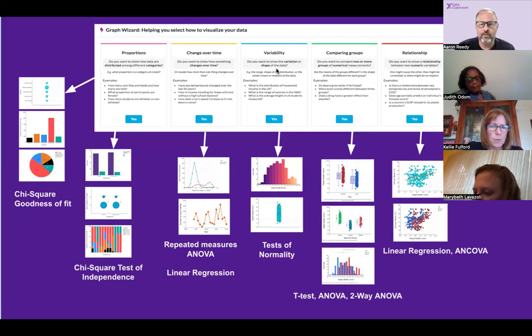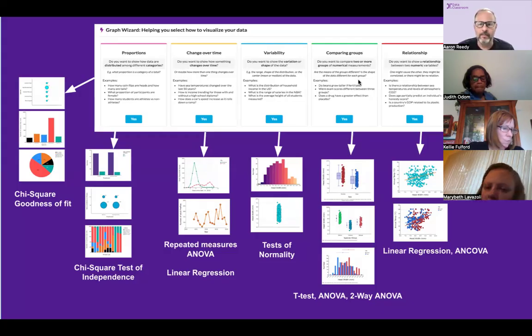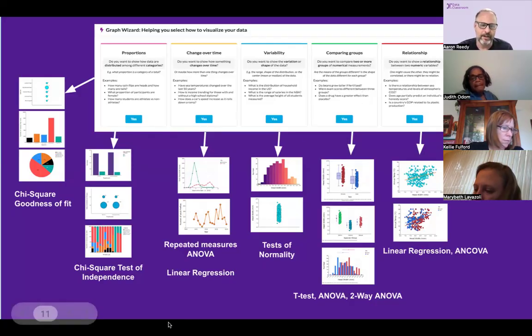With variability, we're really looking at a single variable, and the question is asking about the shape of the data and the spread of the data. Like we might be asking, are those data normally distributed? And then comparing groups, these are graphs where we're looking at numeric values in two groups or three groups or seven groups. And we're asking, are they different across the different groups? And so those are comparing groups questions.